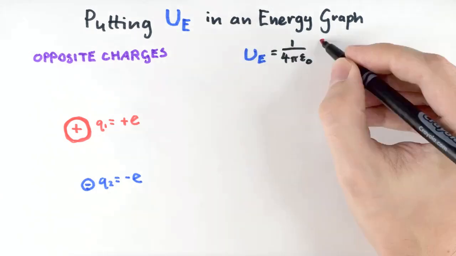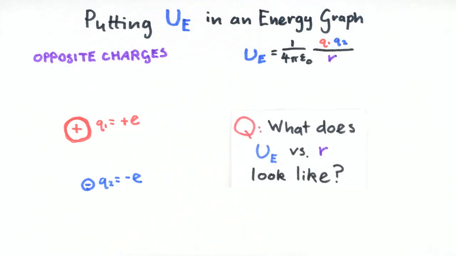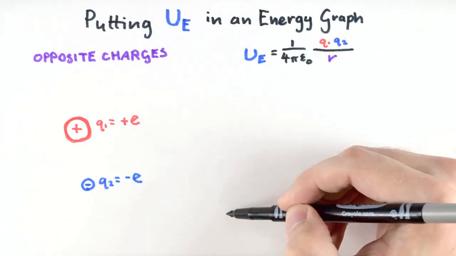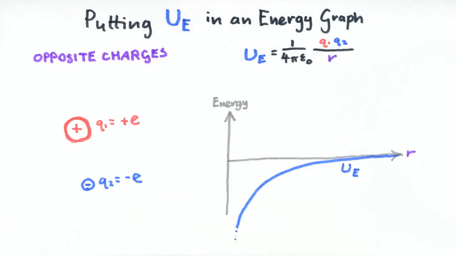First, let's see if we can sketch the plot of the electric potential energy in this case. Give this a try. Here's the correct sketch. Notice that because the charges are of opposite sign, the product Q1, Q2 is negative, and therefore so too the electric potential energy. This looks very much like the sketch for the gravitational potential energy, which makes sense since that was also an attractive interaction.